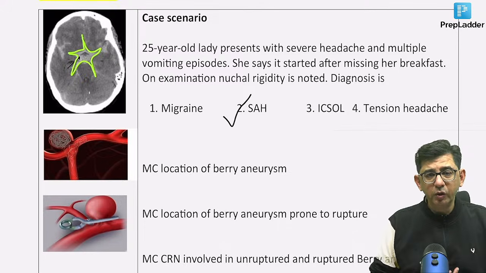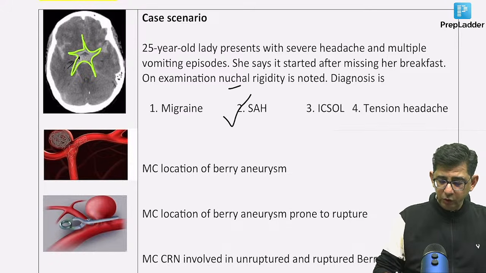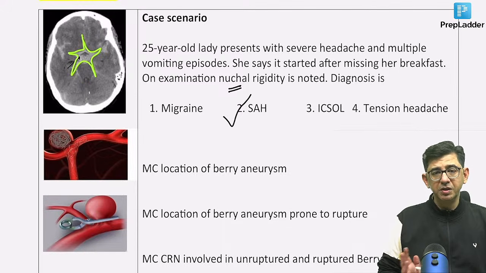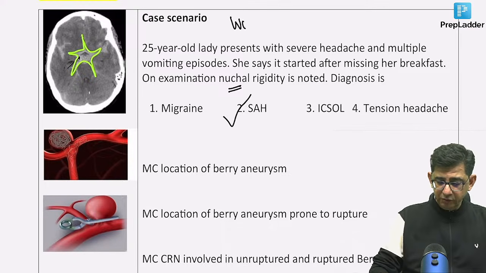And even if they don't give the CT scan, there would be mention of nuchal rigidity in this case. There would be severe headache. There would be mention of worst headache of my life and stuff like that. Or he might even use the word classical thunderclap headache.